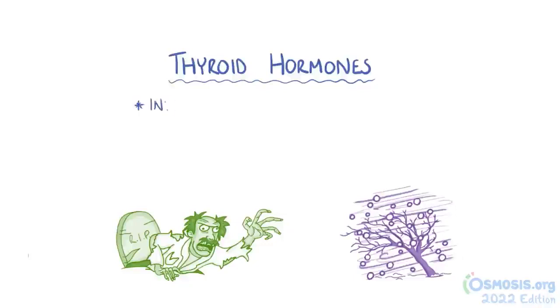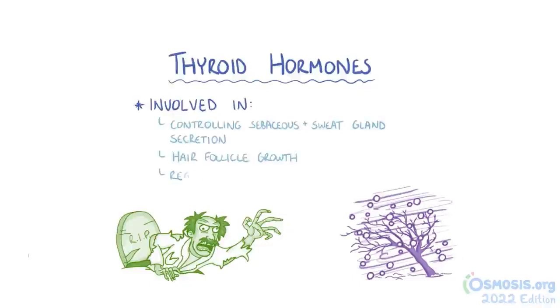Thyroid hormones are also involved in a number of other things, like controlling sebaceous and sweat gland secretion, hair follicle growth, and regulating proteins and mucopolysaccharide synthesis by skin fibroblasts.